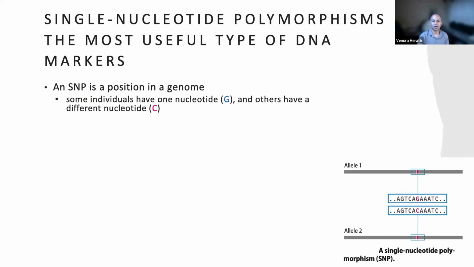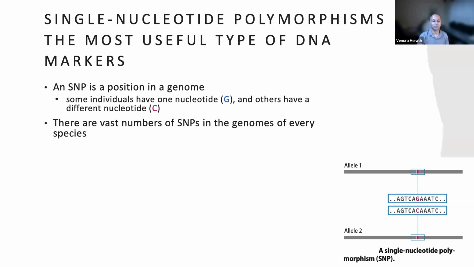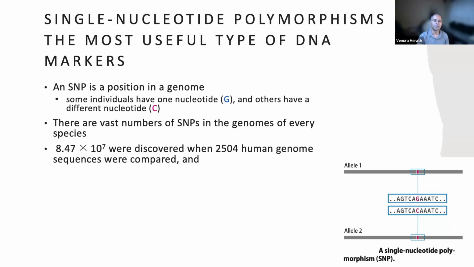Okay, and if you think about the species, there are a large number of SNPs you find in your genome. If you think about the human genome, when they did the 1000 Genomes Project, they sequenced more than a thousand. They looked at around 2,500 genomes, and what they discovered was there are 84 million SNPs between these 2,504 humans. Okay, those who provided their genome.